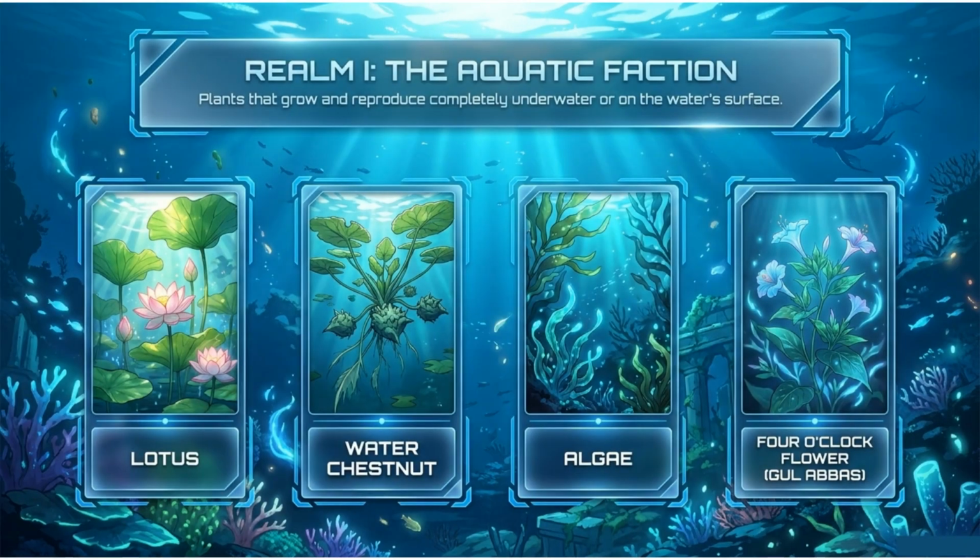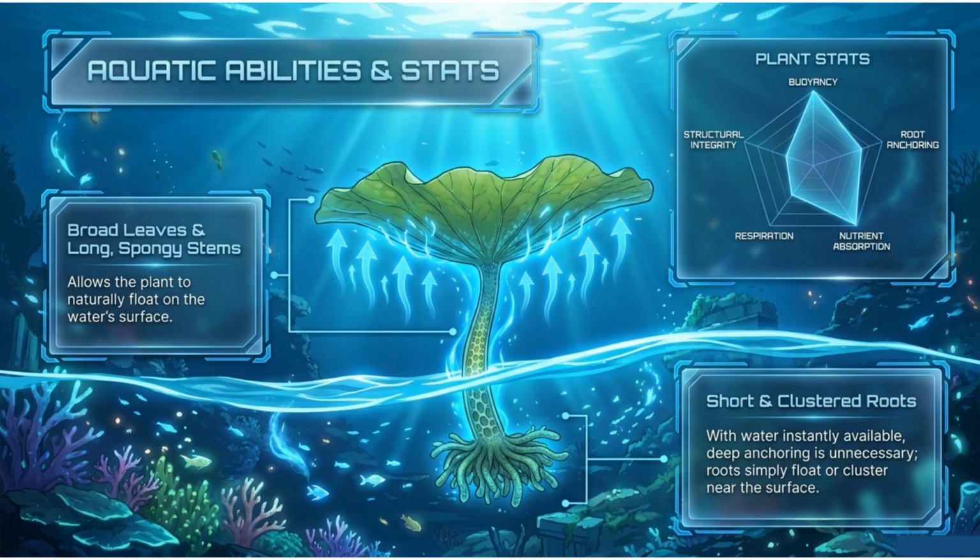These are plants like the lotus, water chestnut, algae, and 4 o'clock flower, all adapted to grow and reproduce entirely underwater or on the surface. Aquatic plants feature broad leaves and long, spongy stems for buoyancy. Because water is always available, they have short, clustered roots, as deep anchoring is not required.